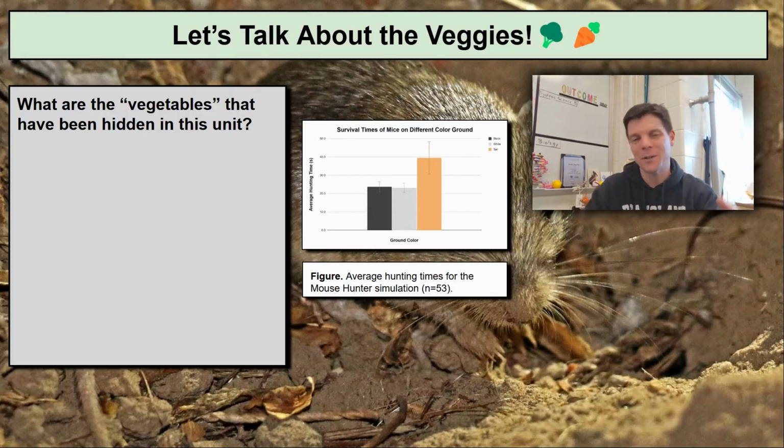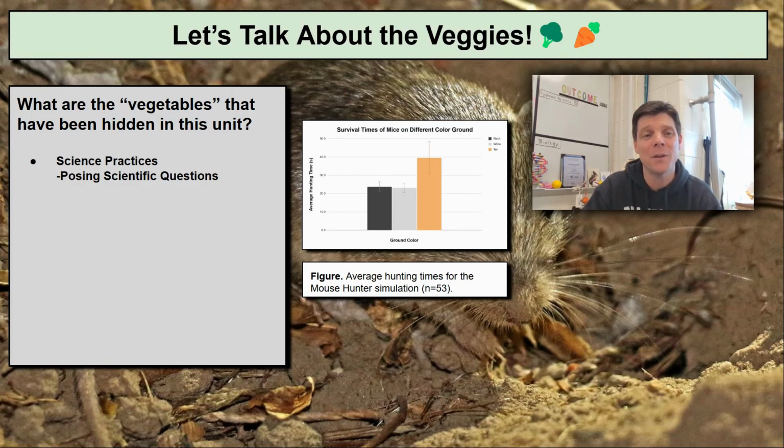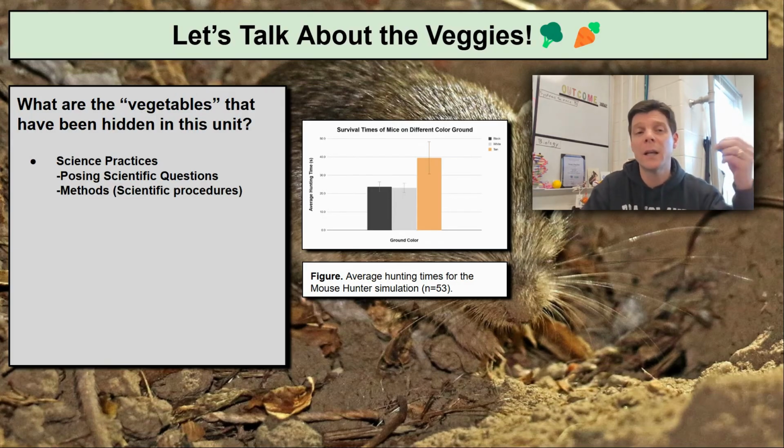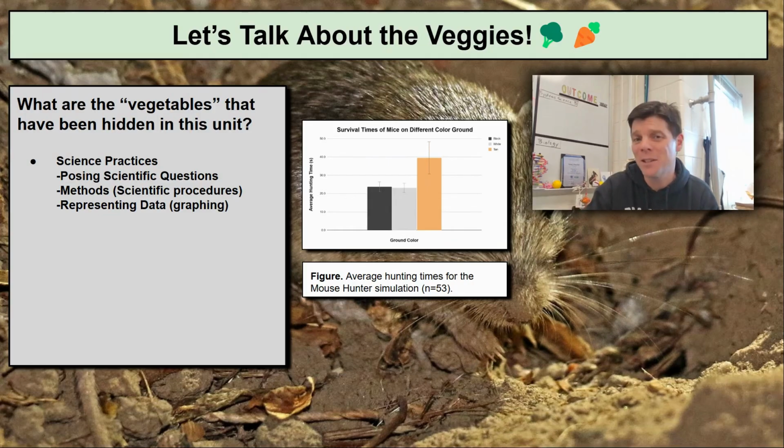So the vegetables that are hiding in this unit, we've got science practices covered where students are posing scientific questions, they're learning methods, including writing scientific procedures and carrying out those procedures. They learn how to represent data by doing graphs, so they're learning how to create proper scaled graphs, proper graph type, how to use the different statistical tests and error bars.